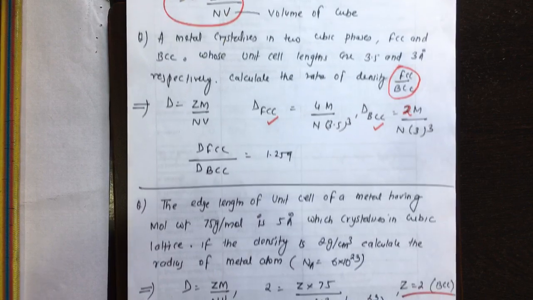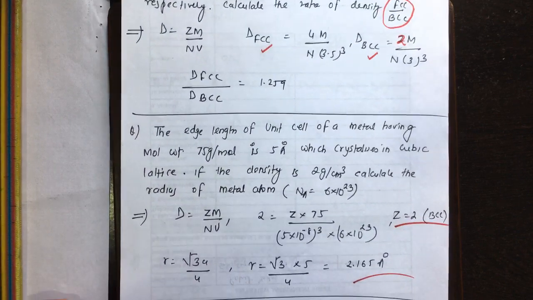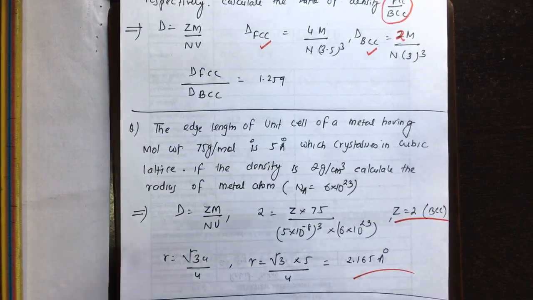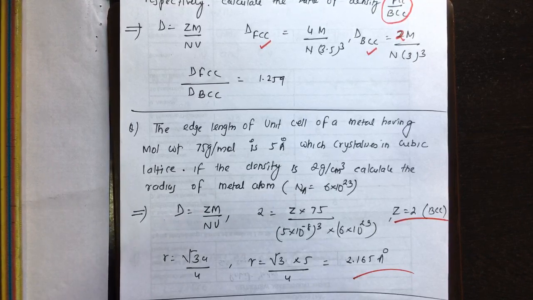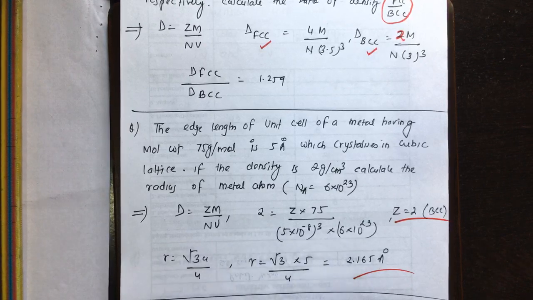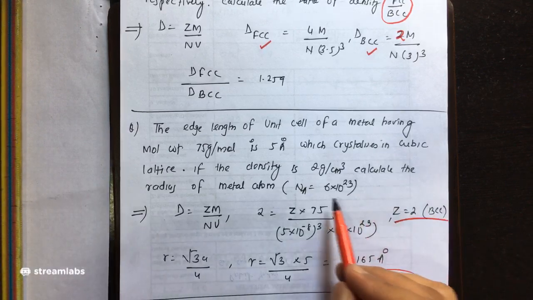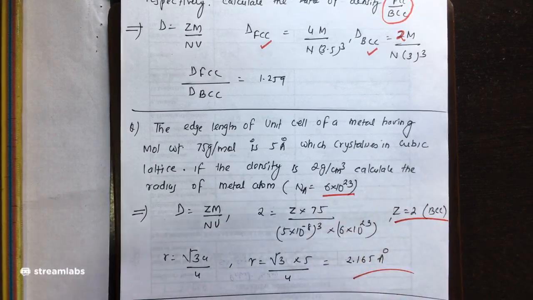Next is this particular question I am dealing with. The edge length of the unit cell of a metal having molecular weight 75 gram per mole is 5 angstrom, which crystallizes in a cubic lattice. If the density is 2 gram per centimeter cube, calculate the radius of the metal atom. Need to consider Avogadro number as 6 into 10 to the power 23.